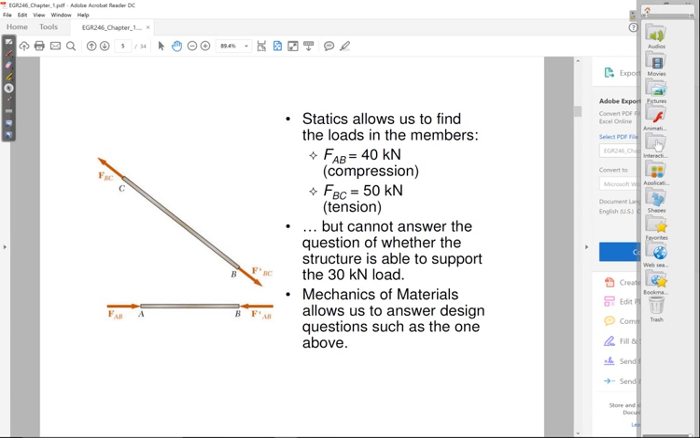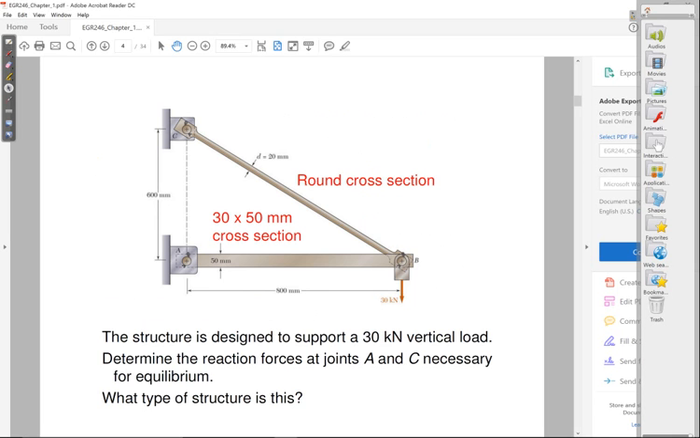And that's going to be very important in a real life situation, because if you take a look at this structure, we have no idea whether your pin joints at A and C, and then even the pin joint at B, and then the members AB and BC, are able to withstand that 30 kilonewton force that's applied, right? And the reason we can't really make that determination is because we have no idea, and we actually don't care in statics, what material these pieces are made out of.